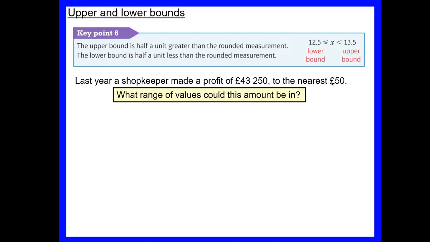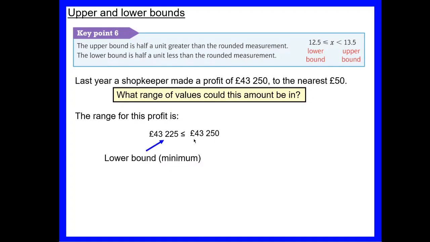Well, it tells us if he rounded it to the nearest £50, remember our rule is we do half of the accuracy measure. So half of £50 is £25. So our profit range is we take £25 off, and that gives us 43,225 less than or equal. Okay, so that's now our lower bound. Okay, that's the minimum amount he could have earned to have rounded that up to 43,250 to the nearest £50.